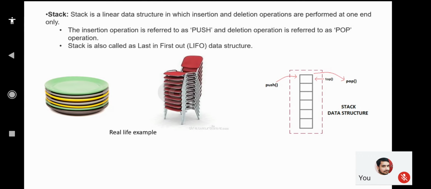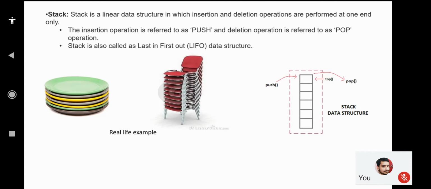Okay, so 5 is inserted here. Initially, the initial value of your top will be, say, -1. Now, whenever you push 5, top points here, so your top will be 0. Next, suppose you want to insert 6. So where will you insert? You will insert 6 here.